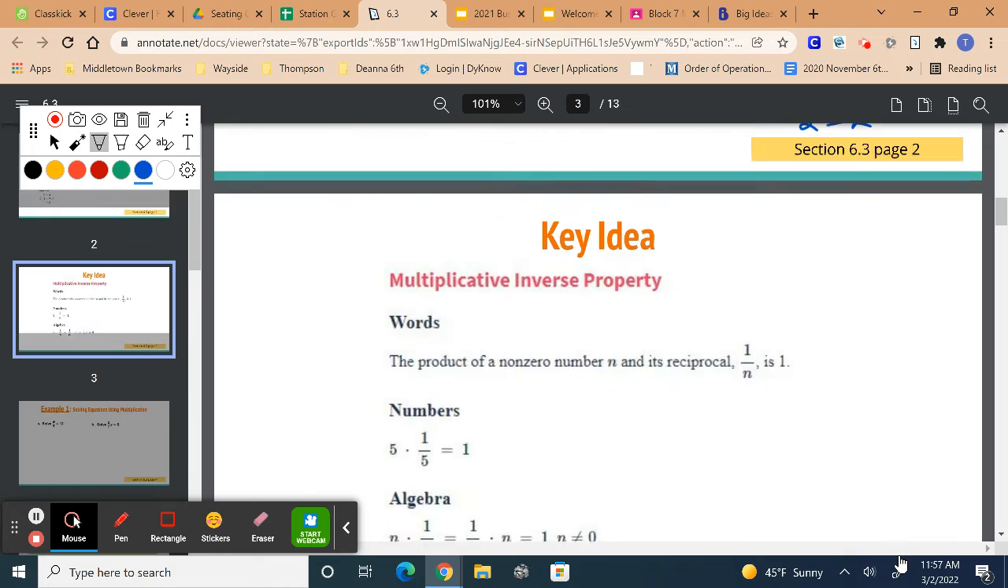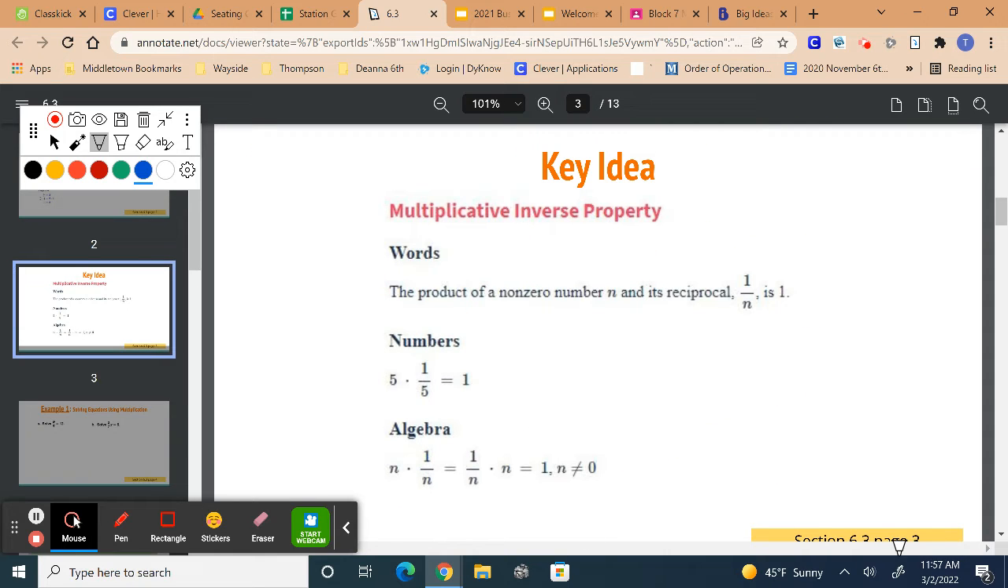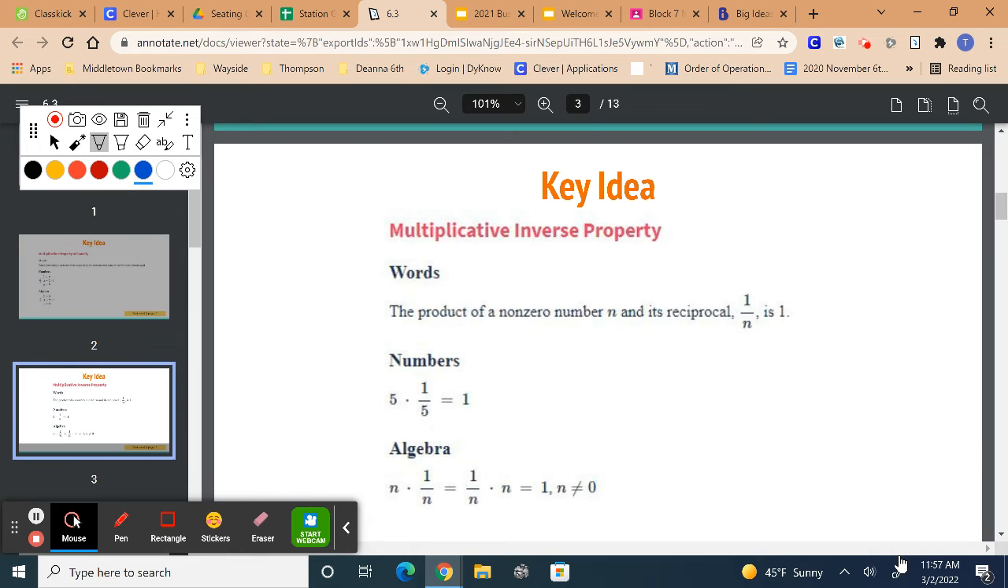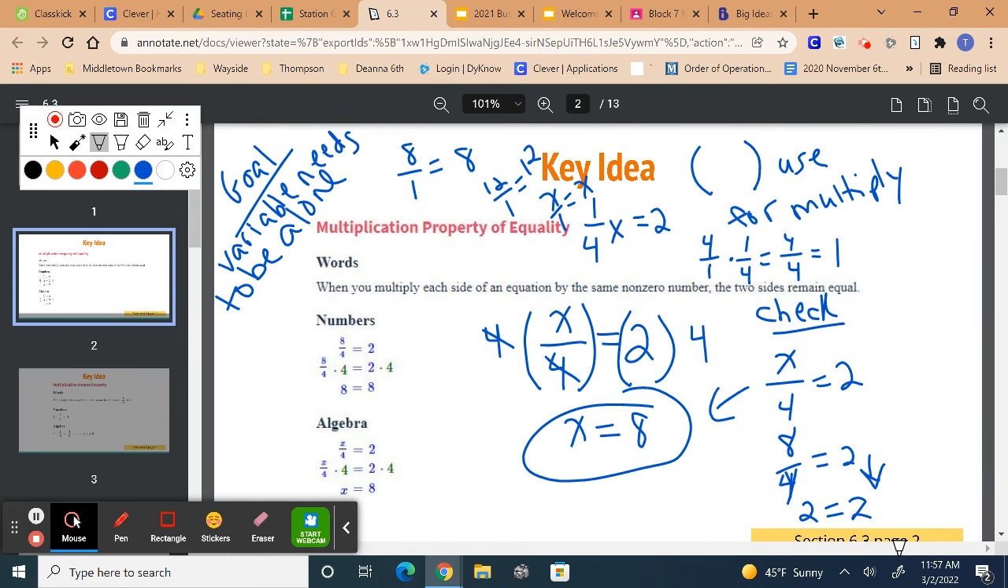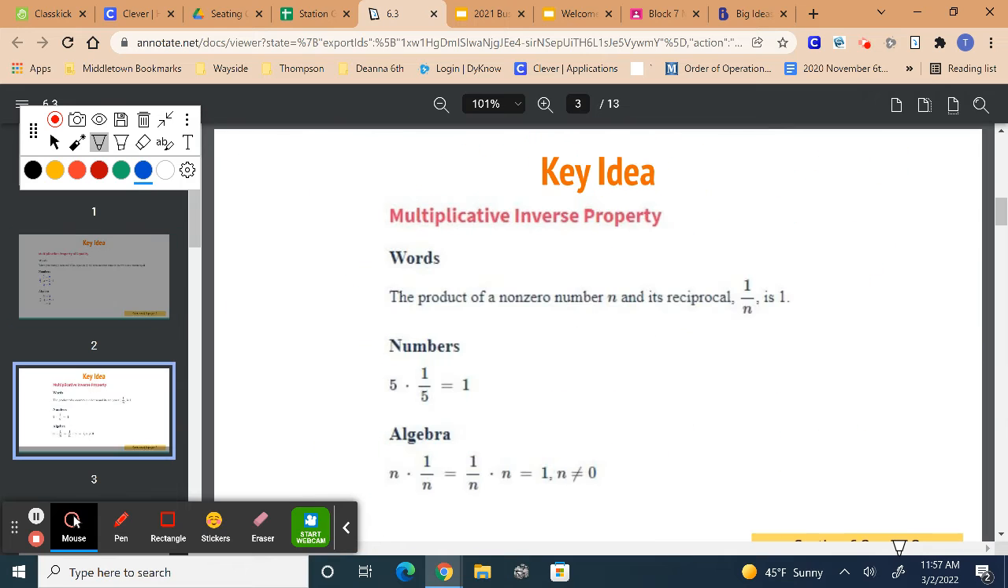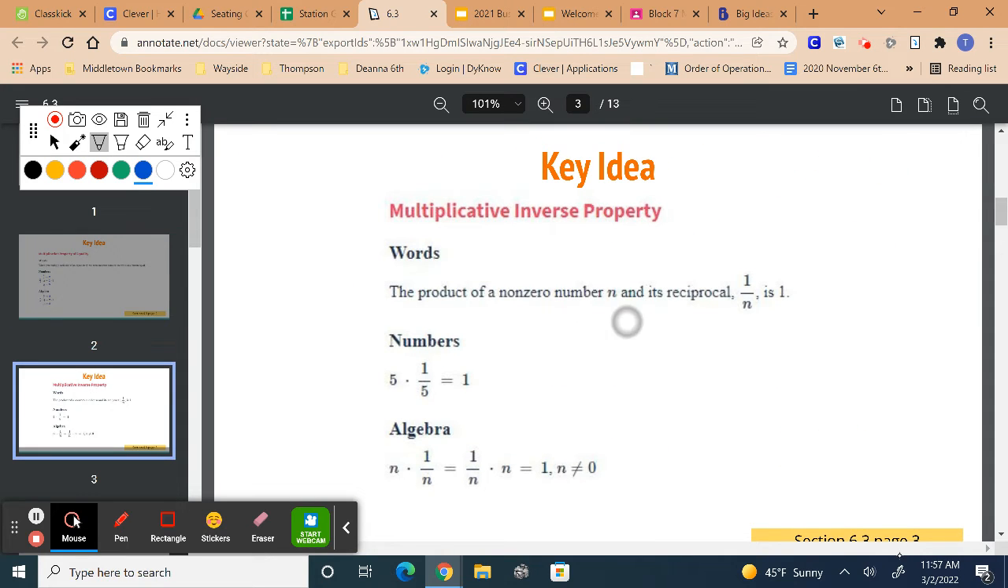I'm going to show you the next key idea. They are just trying to show you the reciprocal. So remember on my first key idea, I showed you this. That 4 over 1 times 1 over 4, what does it equal? 1, right? So we're going to do it here. All they're saying is, if it's 8 over 1, what's the reciprocal? 1 over 8. So let's try this one.